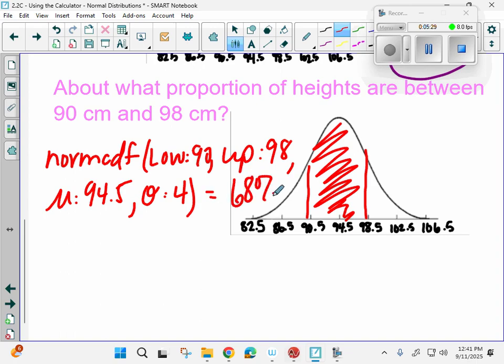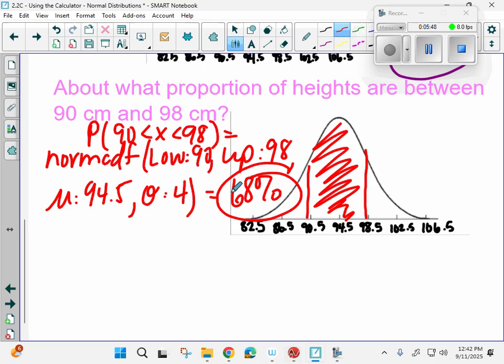Awesome. Okay, great. All right, and if you were writing this for probability of, we're finding the probability of how many of these 3-year-olds are between 90 and 98 centimeters. So it would look like that if you wrote that proportion statement.